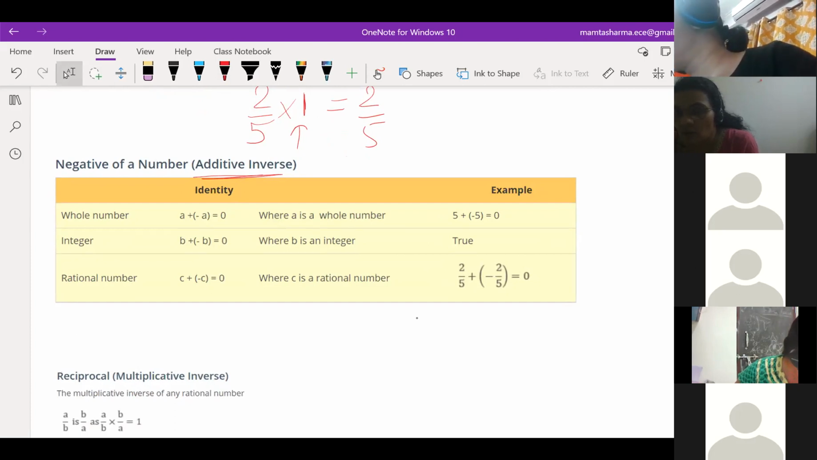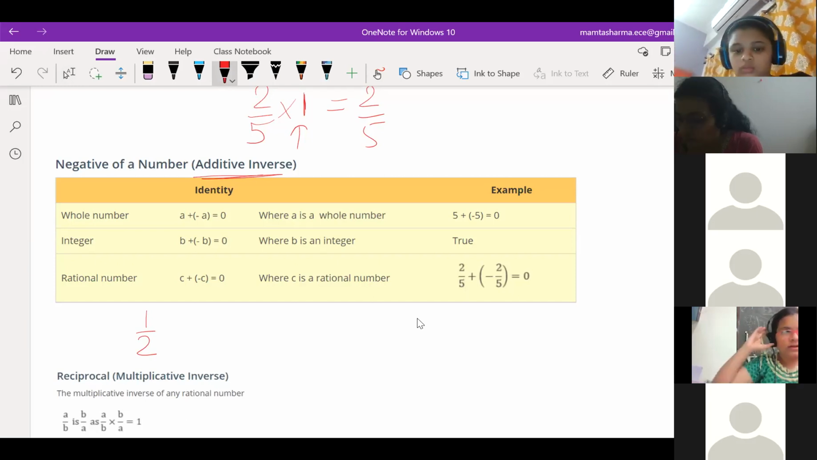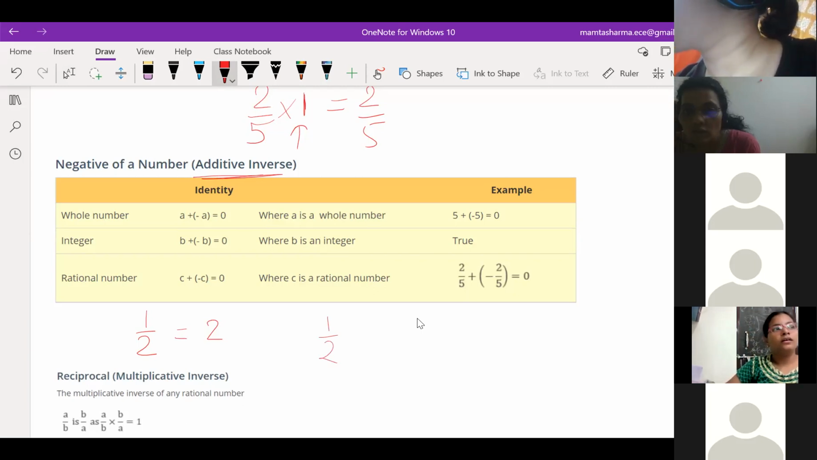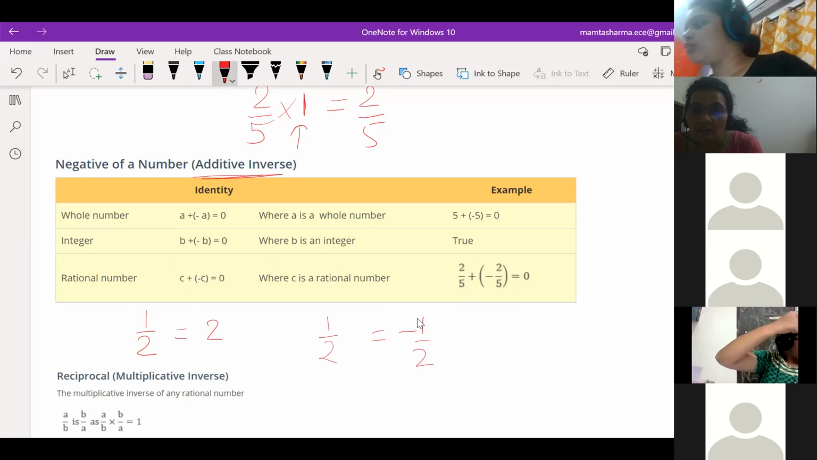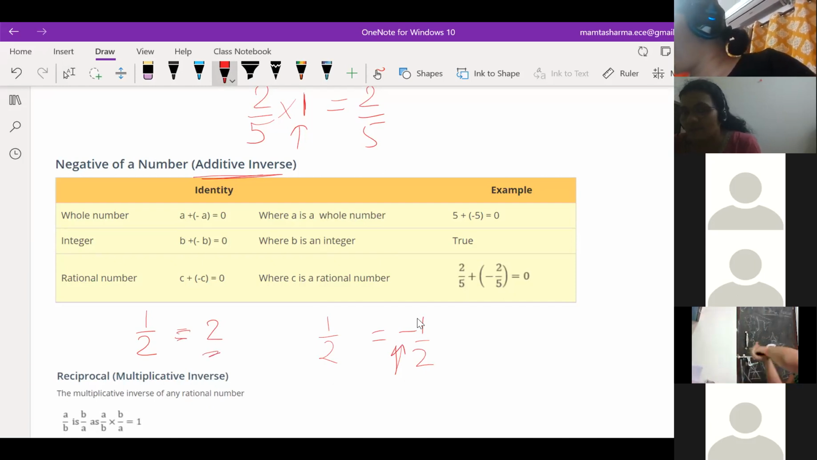Reciprocal means the number will be inverted. What will be the reciprocal of 1 by 2? It will be 2. And the inverse of 1 by 2 will be minus 1 by 2. That is the difference. Don't mix the terms reciprocal and inverse. They both have different meanings. Inverse means only the opposite sign, and reciprocal means the number is inverted.